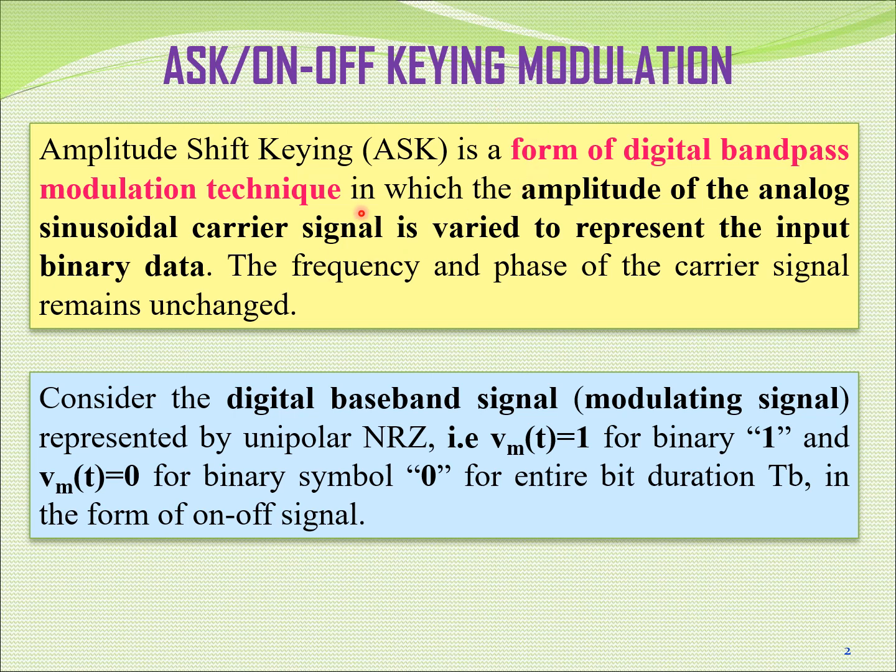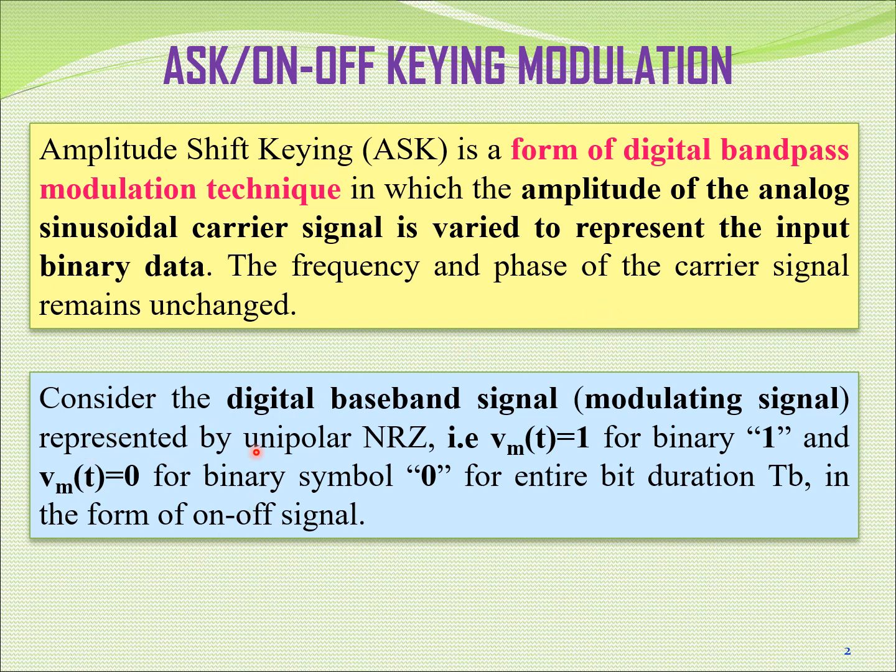It is a form of digital bandpass modulation technique in which the amplitude of the analog sinusoidal carrier signal is varied to represent the input binary data. So the input data is digital, the carrier is analog, and the amplitude of the carrier is varied according to the input binary data. At the same time, only the amplitude is varying; the frequency and phase of the carrier signal remain unchanged. That is the unique feature of amplitude shift keying, which is also called on-off keying. We will understand why it is called on-off keying in the next slides.